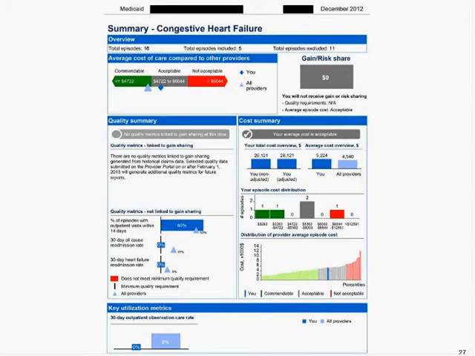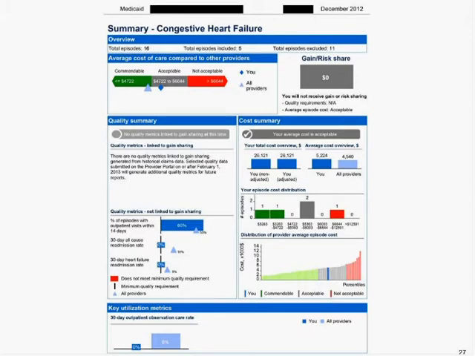The last graph in this section will give you the distribution of all providers' average episode cost, again ranging from acceptable to not acceptable. The provider is the blue line in the graph, so you can see where you fall in line with other providers. This information may be helpful to you in trying to understand the source of the high cost and identify the practices that lead to lower episode costs.